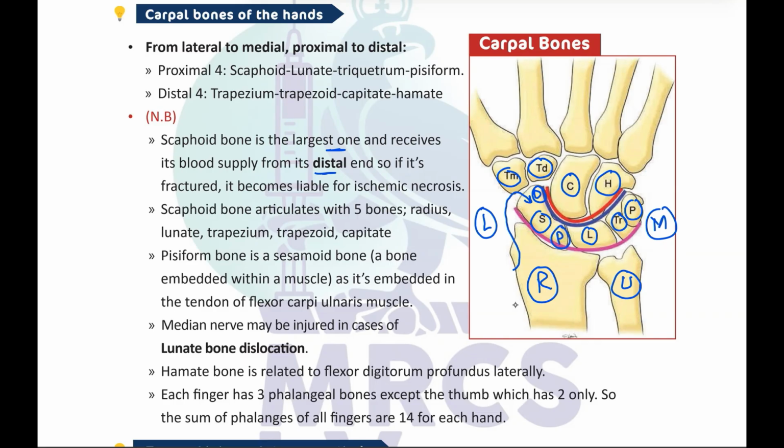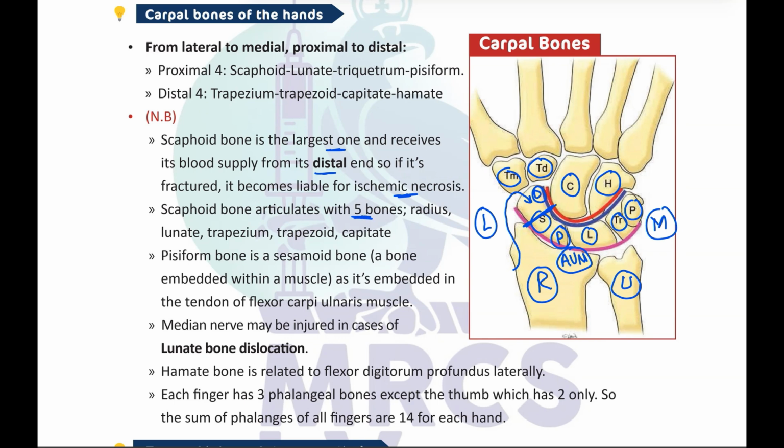So by any reason, if there is a transverse fracture over here and the blood supply cannot reach this proximal part, then this proximal part is likely to develop avascular necrosis. So it is likely to develop ischemic necrosis. Scaphoid articulates with 5 bones. Well, that is very important.